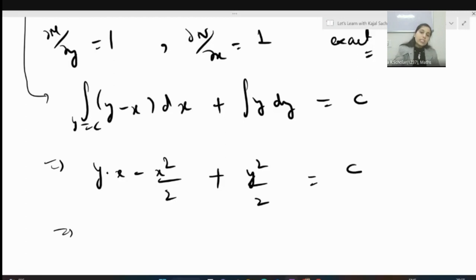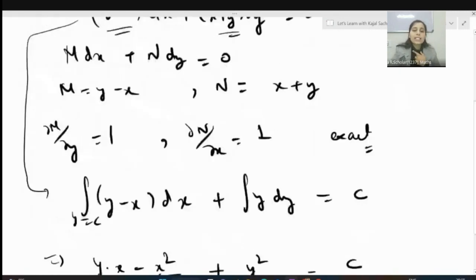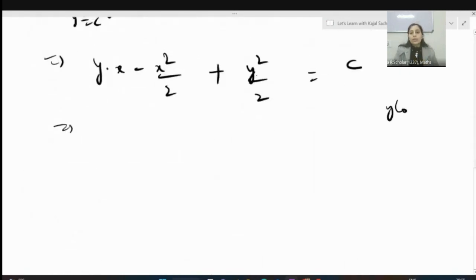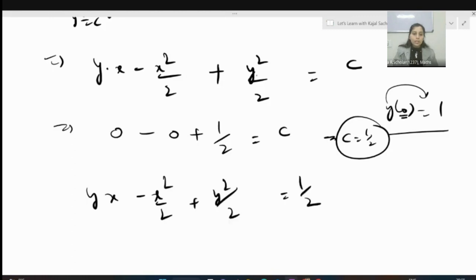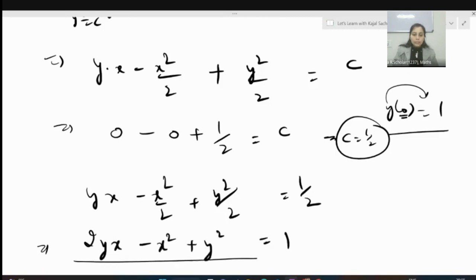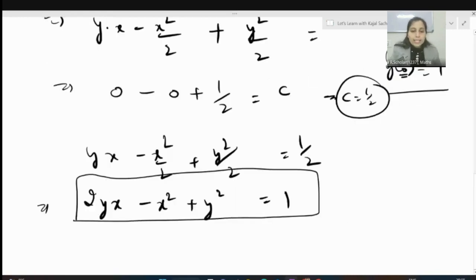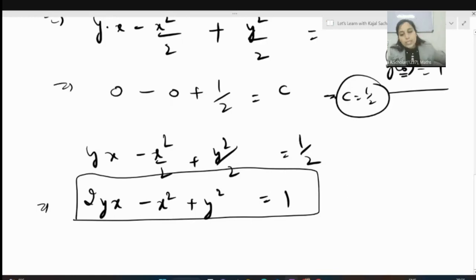Now using the initial condition, we have y(0) is equal to 1. So substituting, at x is equal to 0, y is equal to 1, we get c is equal to 1 by 2. So substituting c is equal to 1 by 2, we can take 2 common from both denominators. We get this, so this is the required solution: 2yx minus x square plus y square is equal to 1. This is the solution curve.